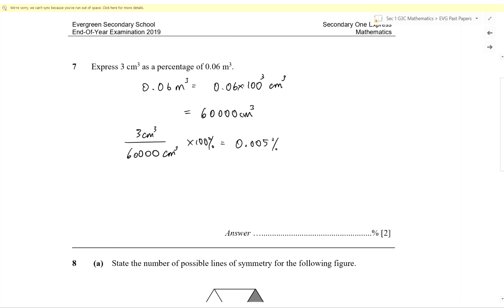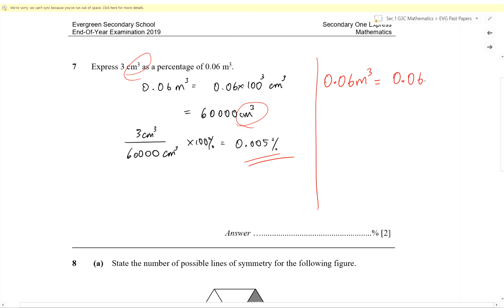Question 7. 3 cubic centimeters as a percentage of 0.06 cubic meters. So this is 0.005%. How do we do this? We need to make sure that they have the same units. If you want everything in cubic centimeters, then you must change it to cubic centimeters. And can all of you imagine what is the most common mistake? Then you times 100, and you get 6 cubic centimeters. Then this will be wrong already. This is the most common mistake.